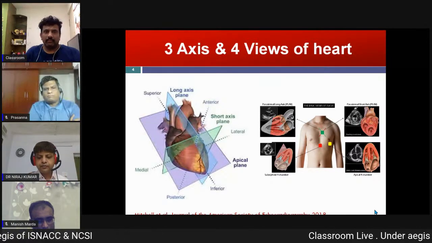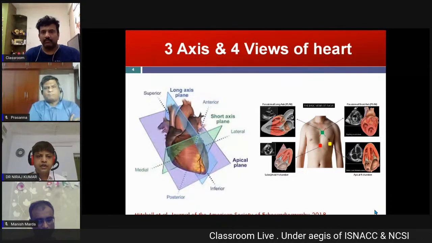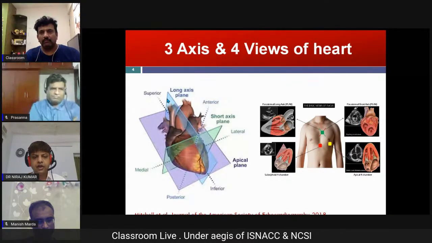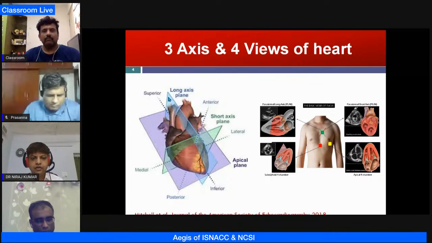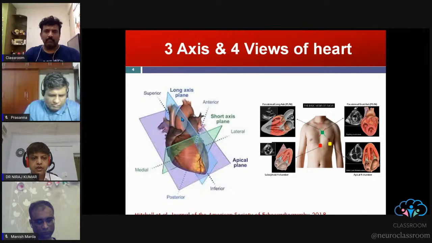First, remember, this heart is situated obliquely in the chest. It is not situated in a straight line. It is situated obliquely in the chest, with the apex pointing towards the left hip. So suppose this is the one plane, that is the long axis plane, blue color. Sometimes it is called sagittal axis.